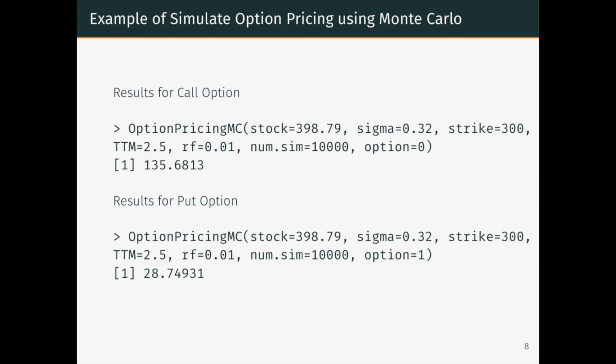From the output of our R code, we can see that our estimation for the value of a call option is $135.6813, and the value of the put option is $28.74931.